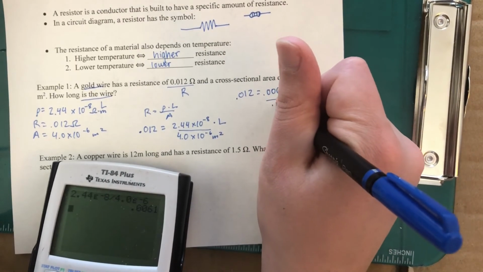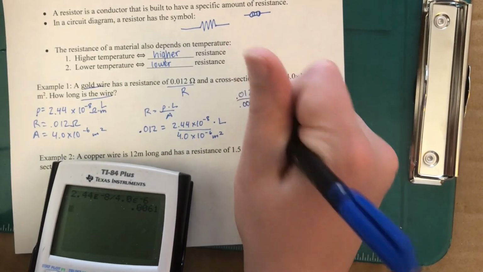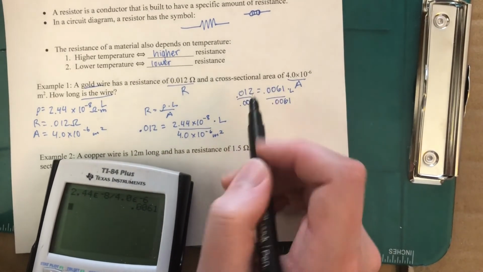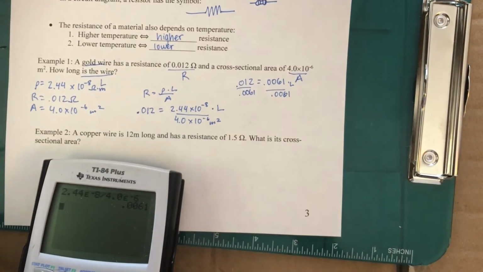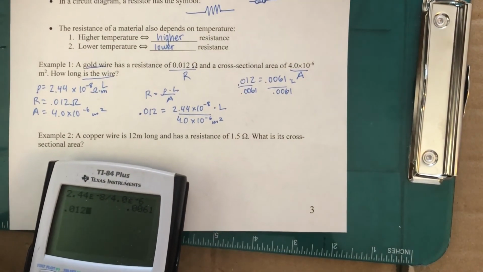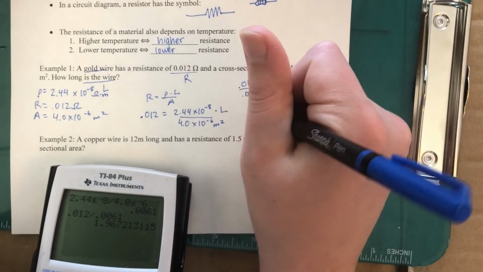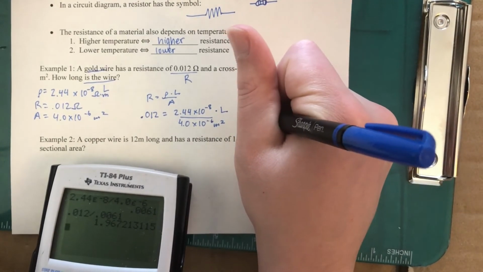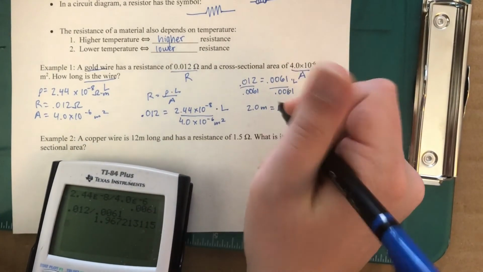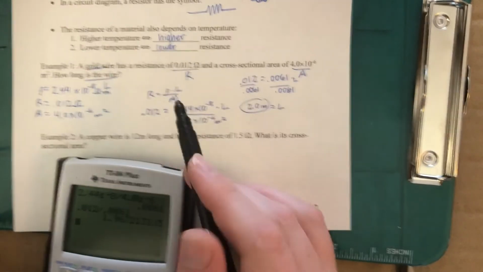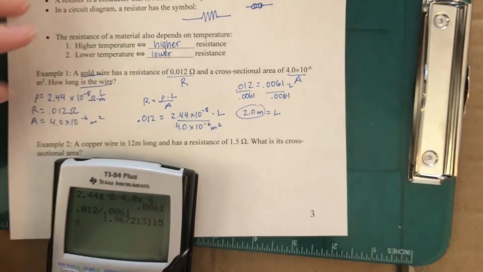So then I'm going to divide both sides by this 0.0061. And I have 0.012 divided by 0.0061 comes out to be, I'll round this up to 2.0 meters. But if you wrote 1.97, that would be fine. But since I'm given two significant digits in the question, it's fine to just round to that many. Okay.